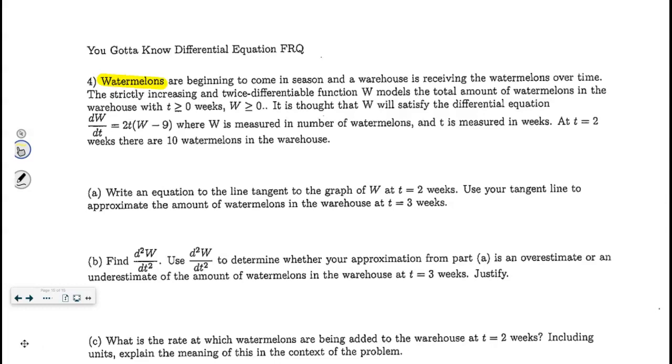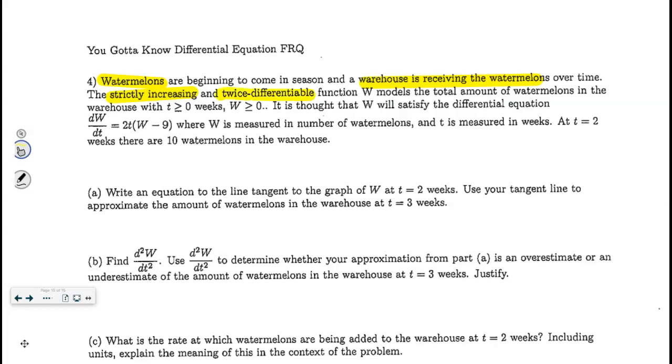We've got watermelons come in season, and a warehouse is receiving the watermelons, strictly increasing. I would underline or highlight that. It means that if they tell you something, you're going to use it. A lot of times when I see strictly increasing, I think, oh, they might ask me a Riemann sum. Okay, they actually don't in this one, but that's kind of what pops into my head. I will need that though for something.